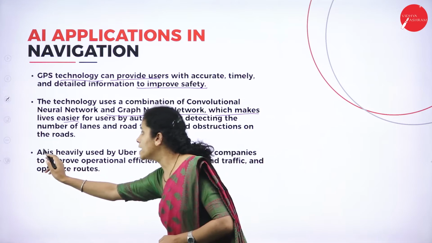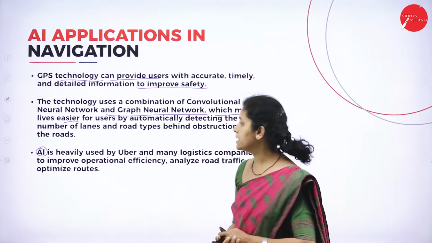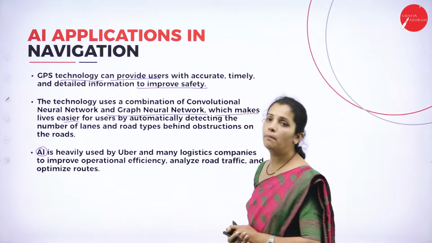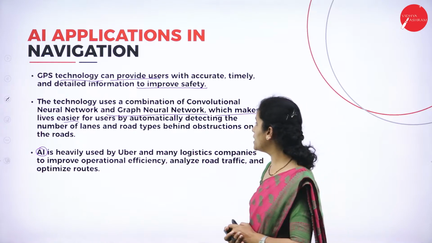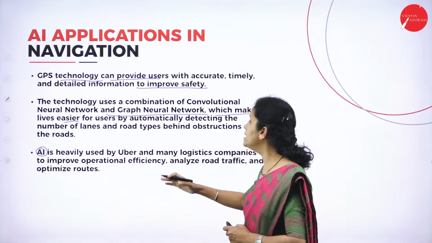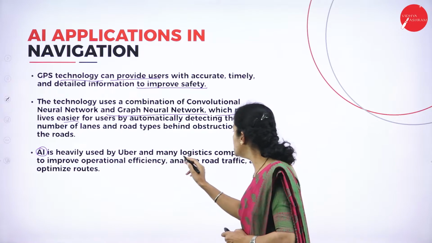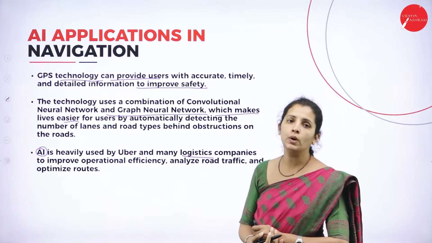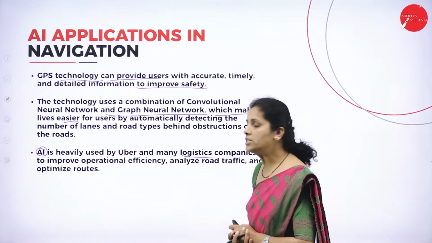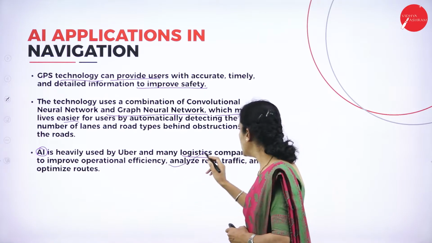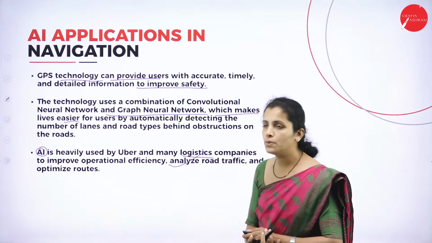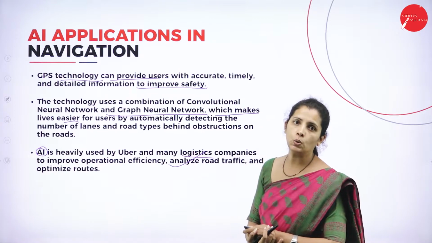Now AI, that is artificial intelligence, is heavily used by Uber as well as Ola and many logistics companies to improve operational efficiency, analyze road traffic as well as optimize routes.